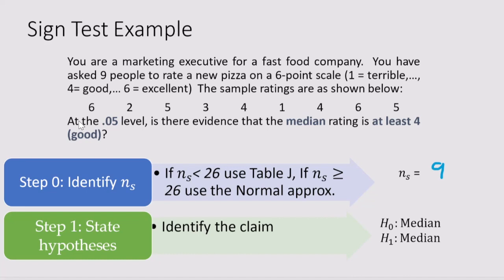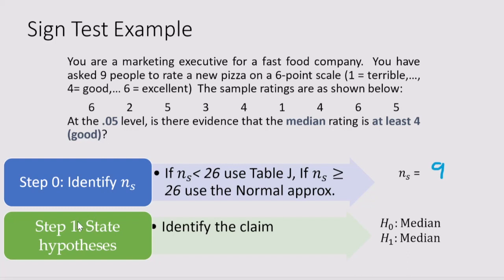So you have asked 9 people to rate a new pizza on a 6-point scale. Number 1 being terrible, number 4 is good, and 6 is excellent. The sample ratings are as shown below, and these are your data. At the 0.05 level, is there evidence that the median rating is at least 4, or good?